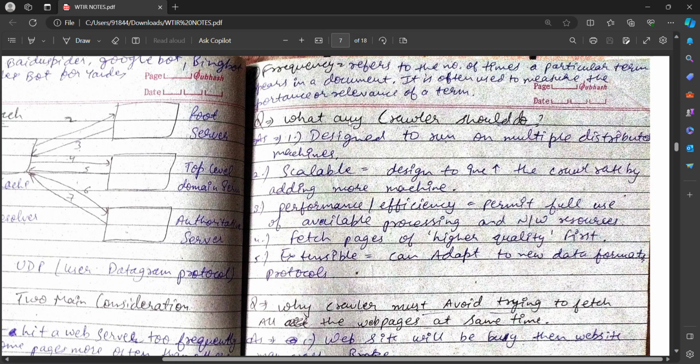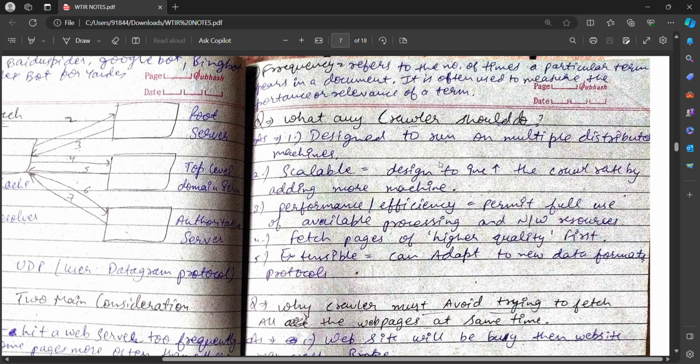The answer has some points; I have written 5 points. First is, designed to run on multiple distributed machines. The crawler should be designed in such a way that it can run on multiple distributed machines. Why? The crawler is basically crawling web pages to fetch the data from those web pages. So our first point is that it should be designed so that it can be distributed on multiple machines.